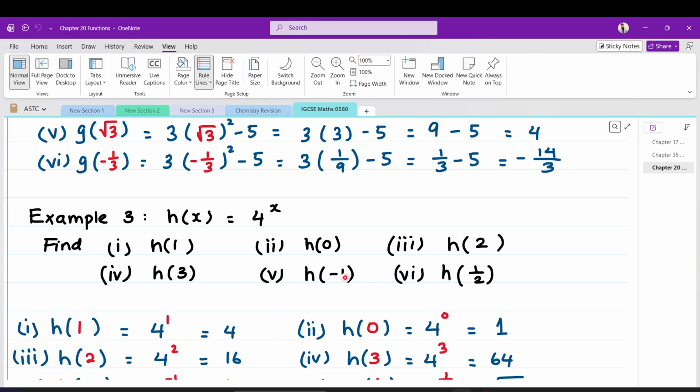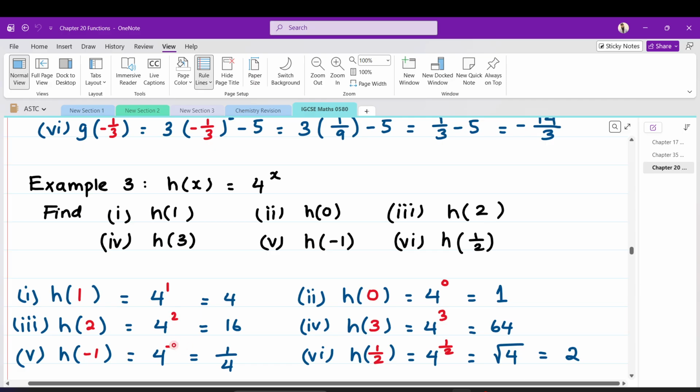Then h of minus 1, you plug in the value of minus 1. Now when we have a power as minus 1, we take the reciprocal so that the power becomes positive. Okay, so we studied this in our indices, the chapter that we covered on indices and also algebraic indices.